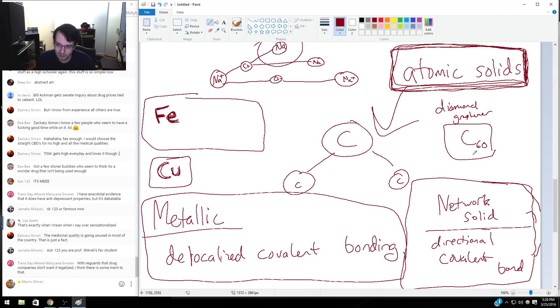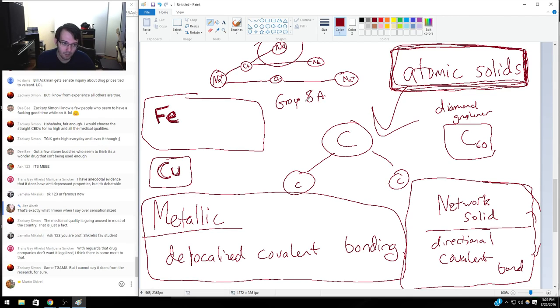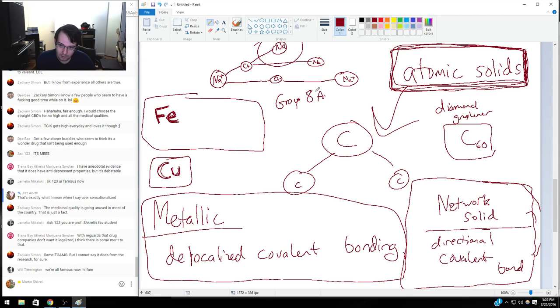And finally, we get the group 8A, aka noble gases, group 8A solids, which are held by London dispersion forces. And you never really see this. It's kind of silly to even think about group 8A solids. You're never going to see neon as a solid unless it's basically at absolute zero. So I don't think it's that important.